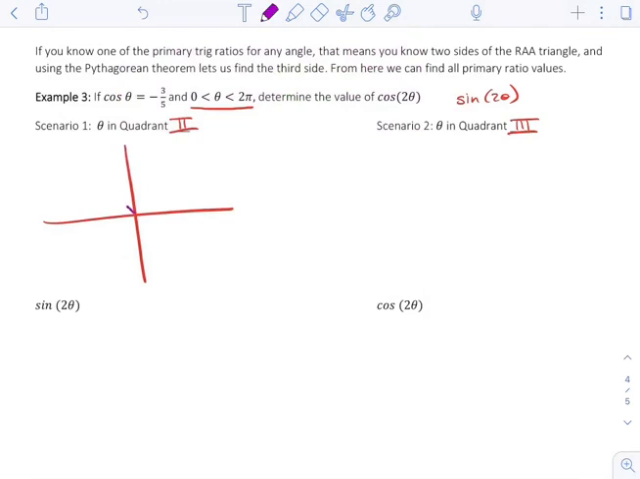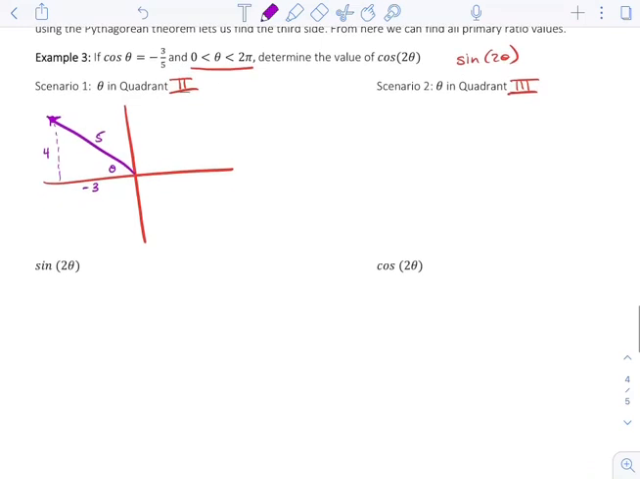If we have our terminal arm ending in quadrant 2, something like this, I know cos is negative, so that means the adjacent side to the angle is 3, and the hypotenuse is 5, which tells me that this side's got to be 4. So in quadrant 2, I should be able to find sine 2 theta, because that's 2 sine theta cos theta. Sine theta from that triangle in quadrant 2 is 4 over 5. Cos is negative 3 over 5.